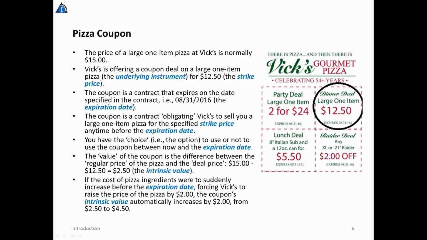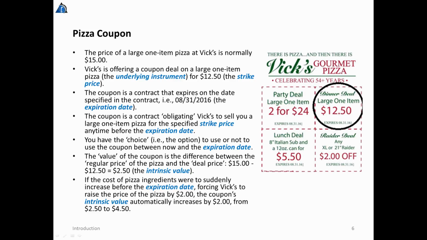The value of the coupon is the difference between the regular price of the pizza and the deal price advertised in the coupon. In this case, it's $15 minus $12.50 equals $2.50. This value will be referred to as the intrinsic value of the coupon.